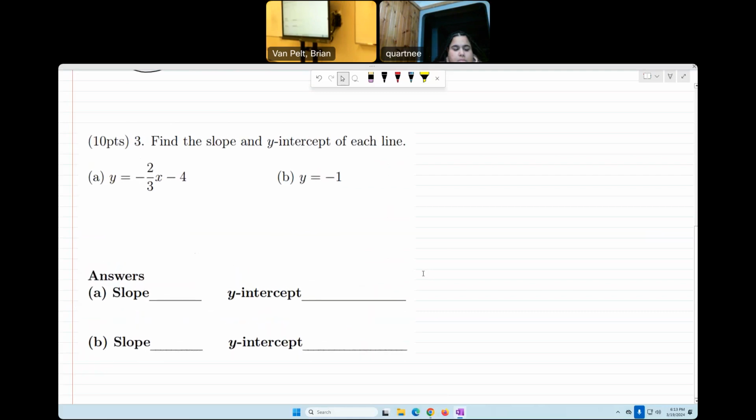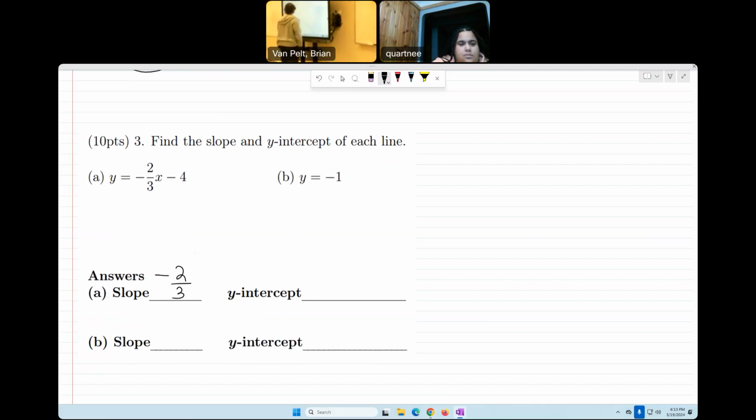So if we look, the first one is given as mx plus b, right? So what's in part A, let's do the easy one first. What's the slope and the y-intercept in part A? The slope is negative 2/3. The slope is negative 2/3, that's right. You find that right before the x.